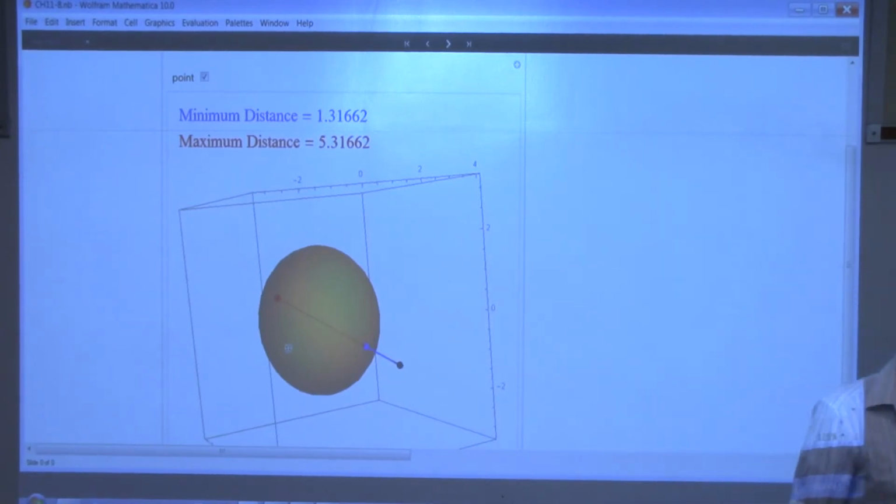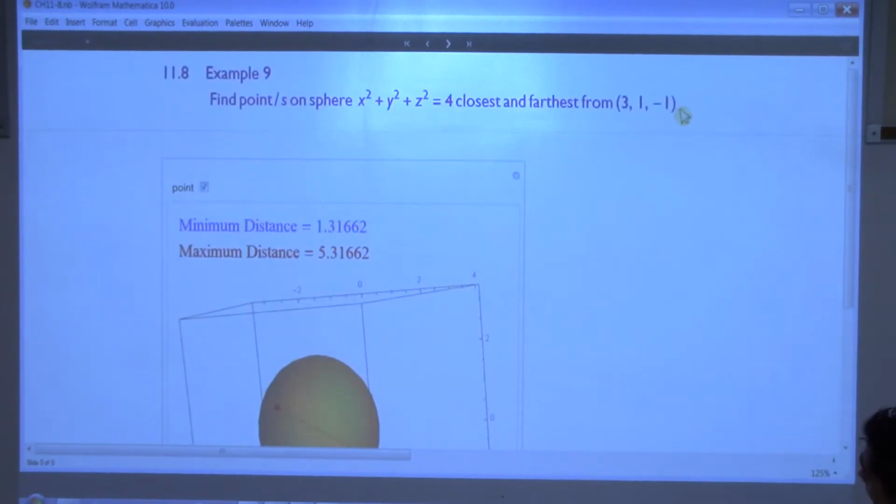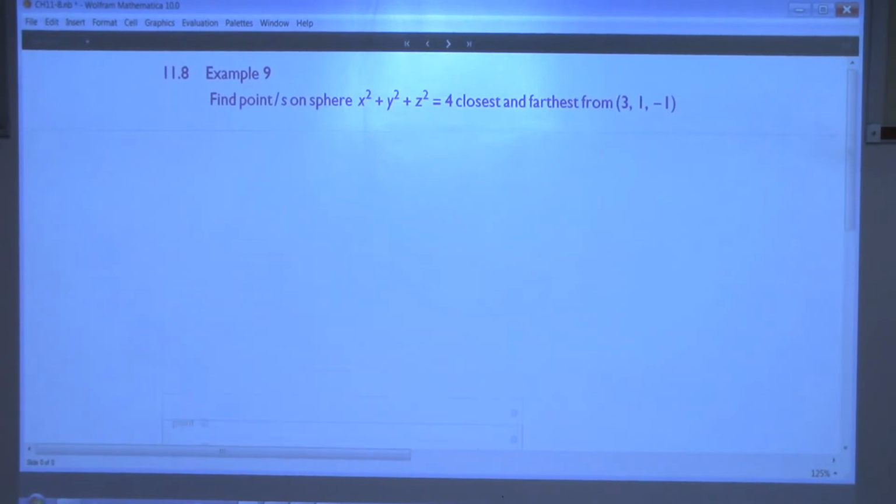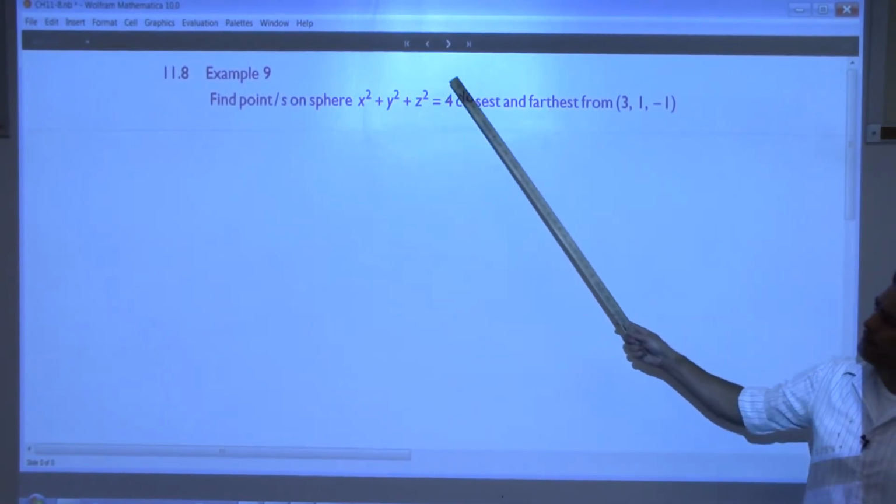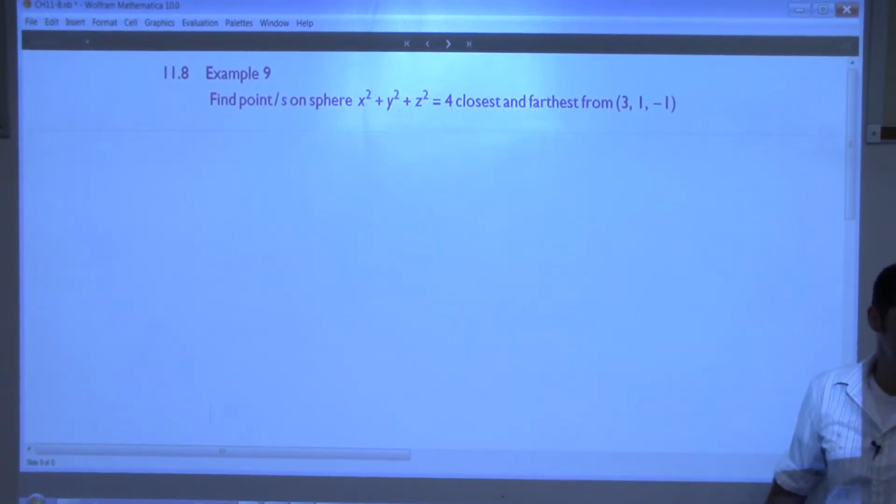Somehow this is a Lagrange problem. So let's see if you can help me get it set up. What is your objective function? What is the function you're trying to find the maximum or minimum of? Is this your f? Read the problem. Find the point or points on the sphere that are closest and farthest.